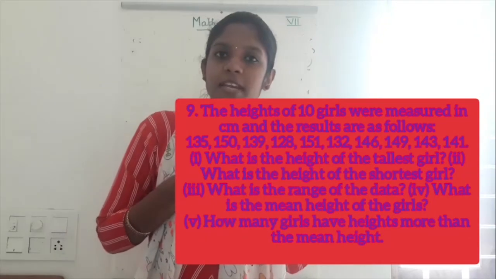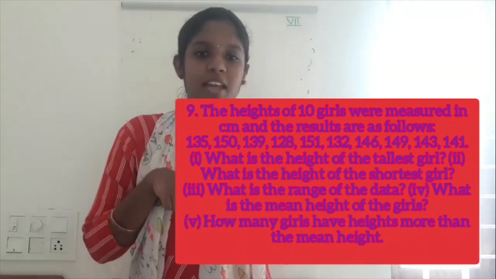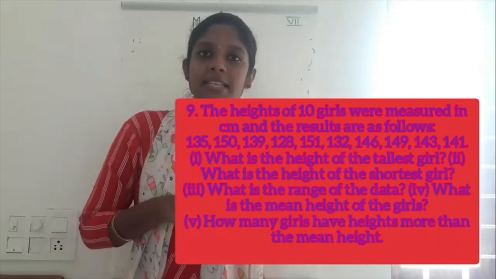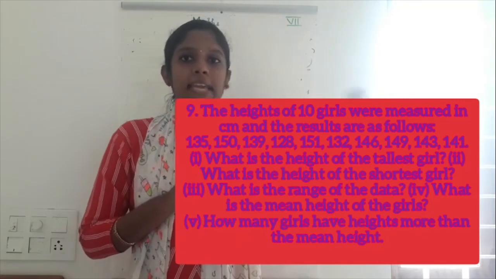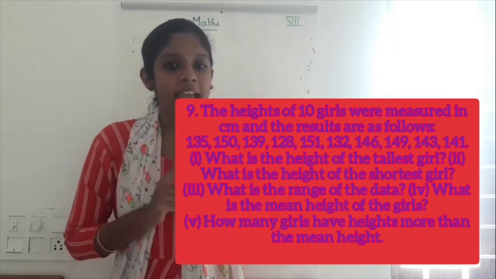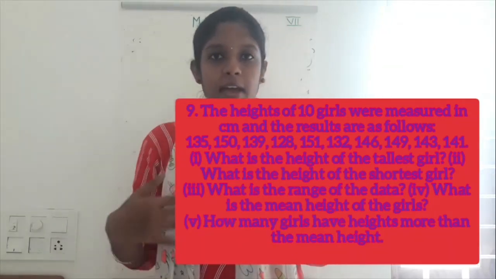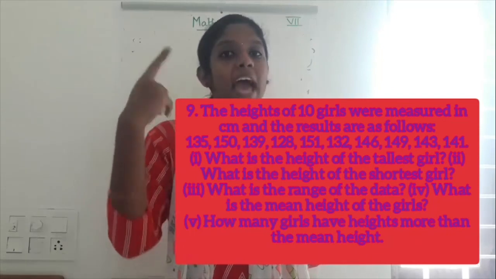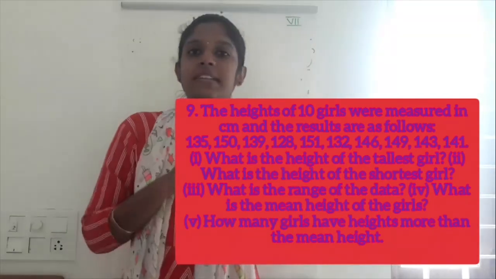What is the range of the data? How will you find the range? Highest value minus the lowest value. Then what is the mean height? How will you find the mean? You have to add up the observations and divide by the number of observations. Then the last one, how many girls have height more than the mean height? You have to find the mean and look at how many are more than the mean. So this is also a very easy question. So the 9th question is homework for you.